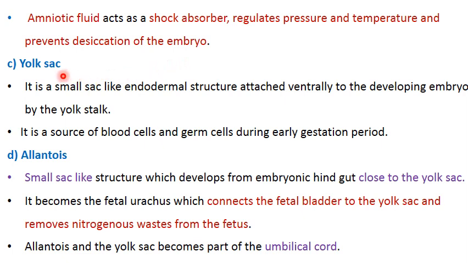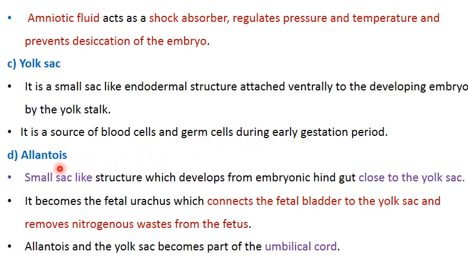Third fetal membrane is the yolk sac. It's a small sac-like structure that gets attached ventrally to the developing embryo by a yolk stalk and is the source of the blood cells and the germ cells during the early gestation period.